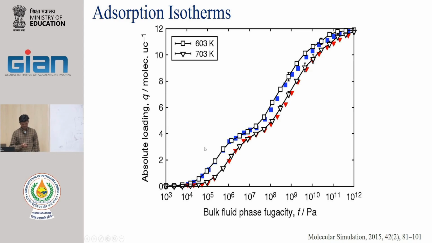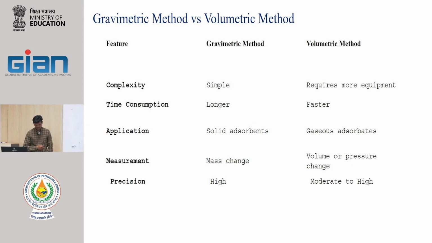Okay, I think with this we can stop. Especially we see that whether we use the gravimetric method or the volumetric method, both are good. The gravimetric method is more accurate, that's why you see precision is very high, and it depends on the time and complexity; you need to choose the method you want.